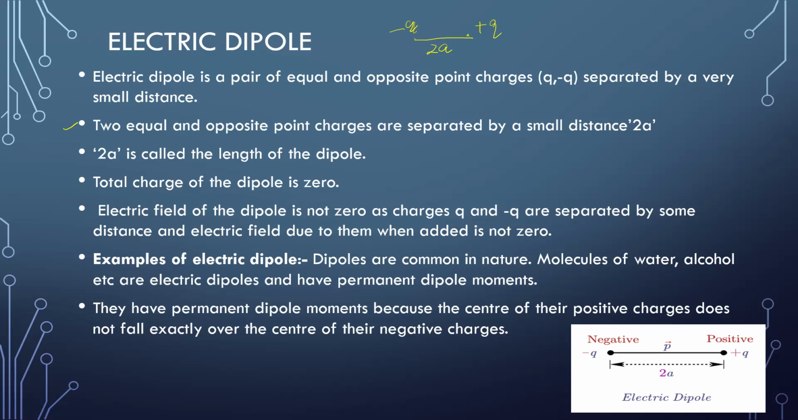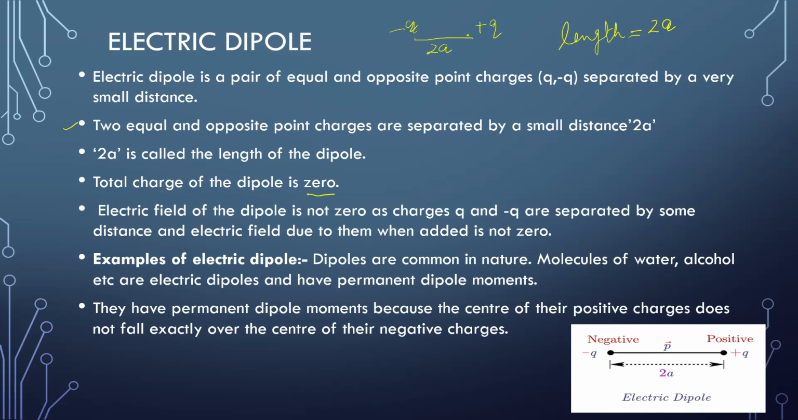2a is said to be the length of the dipole. And what will be the total charge on the dipole? According to the additivity of charge, the total charge on the dipole will be equal to 0, because we have minus q charge and plus q charge. So, the total charge on the dipole is 0.